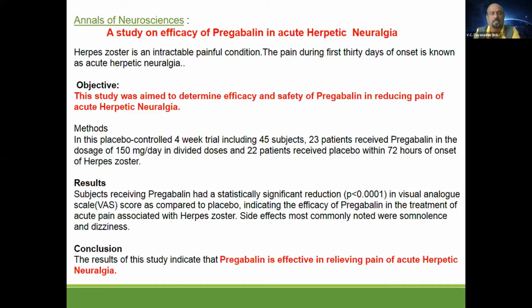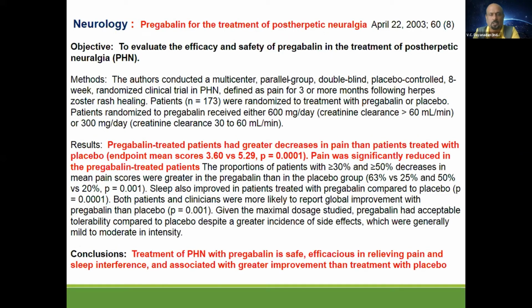This is one of the studies that was reported in Annals of Neurosciences, and there was another study around 2003, published in Neurology, where pregabalin for treatment of post-therapeutic neuralgia is found to be more effective in comparison with placebo. Basically, these studies are done against placebo. Here, around 173 patients were included in this study, and the study clearly indicated pregabalin is safe and efficacious in relieving pain in post-therapeutic neuralgia compared to placebo.